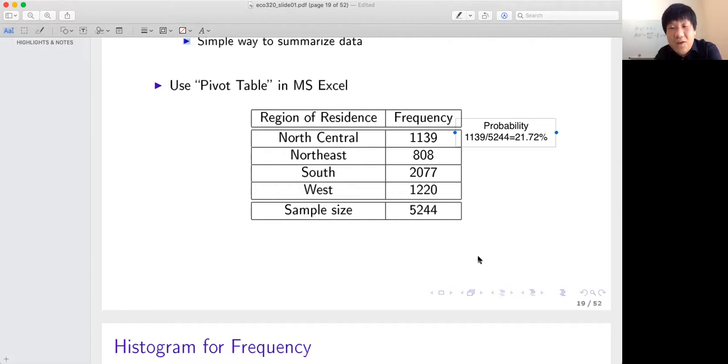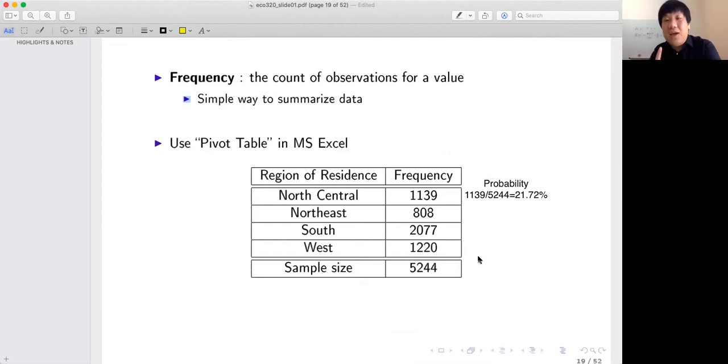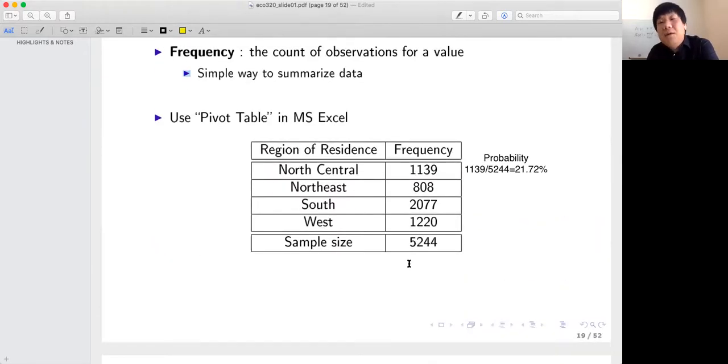Another way of showing that, and actually the benefit of using Tableau comes from here. I'm going to show you a little later how powerful Tableau is. You can do this kind of thing in a second, maybe a minute or so. You need to set up a program, but you get the sense.